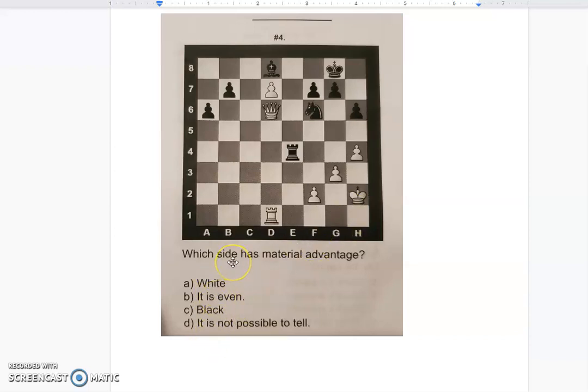You just have to figure out which side has material advantage. So material advantage means, well, which one has more points? And just so that you can know this, pawns are worth 1. Bishops and knights are 3. Rooks are 5. And queen is 9. And think of the king as infinite. Okay? Well, if you count this one, let's see if you can count them correctly before I start talking. Maybe pause this and see if you can do it.